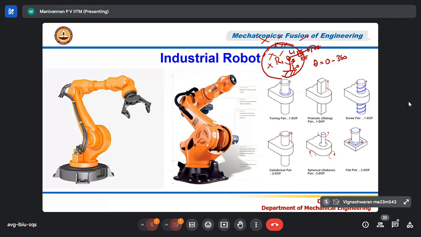Since it has one joint, it provides what in robotics is called one degree of freedom. The short form is DOF, degree of freedom. This is the terminology used.